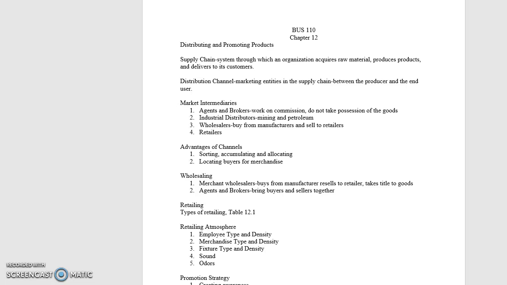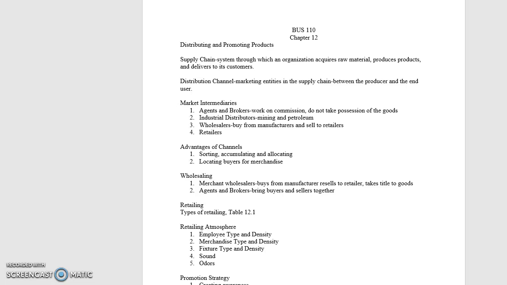Wholesale agents and brokers bring buyers and sellers together. Just like a real estate agent would bring buyers and sellers together, a wholesale agent would bring buyers and sellers together. You don't see this very much on the wholesale side. You see it a lot on the retail side, where, again, real estate agents. I really can't think right now of an example of a wholesaling agent and broker, but I'm sure they're out there.